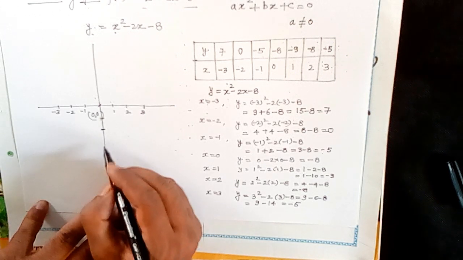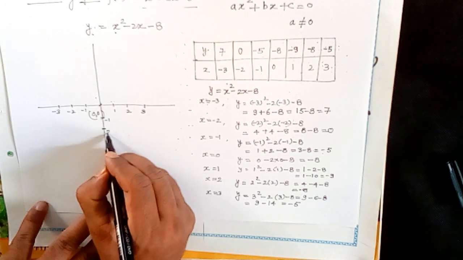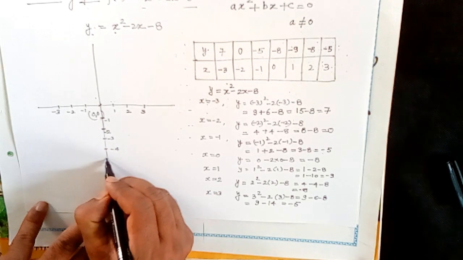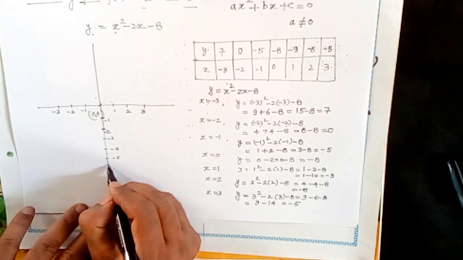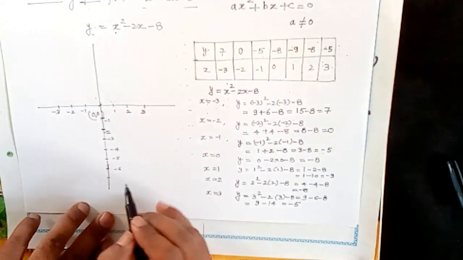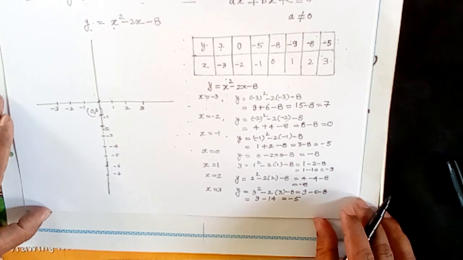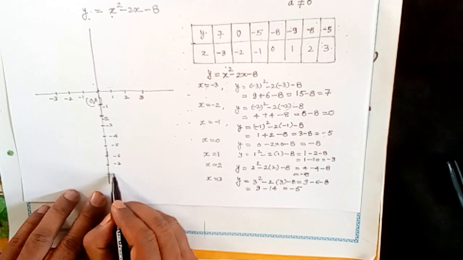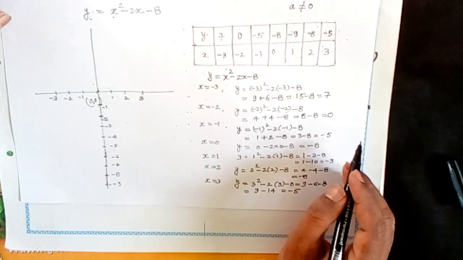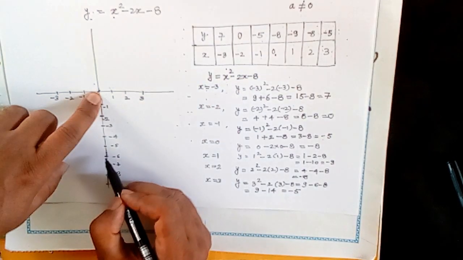This is -1, this is -2, this is -3, this is -4, this is -5, it is -6, we are getting up to -7, so I am going up to -9. We are having a rough sketch mostly. Now see here, at x equal to 0 we have got y equal to -8, so we can put a circle over here.